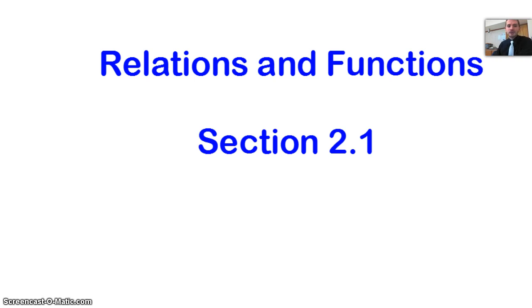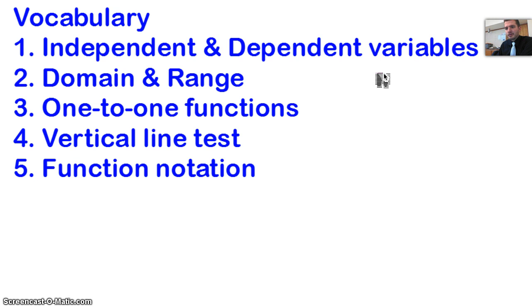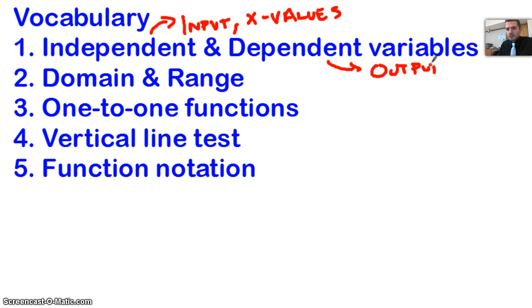First thing, I've been doing better with the vocabulary, so we're going to go through all that. You talk about the independent and dependent variables. You guys have probably heard these words before, at least I hope so. Independent variables mean input, something that you're putting into a machine. You're putting in something and spitting something out. The input is always going to be your x values. Dependent is what it spits out. It is the output, or the y values.